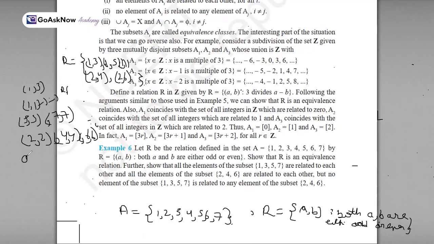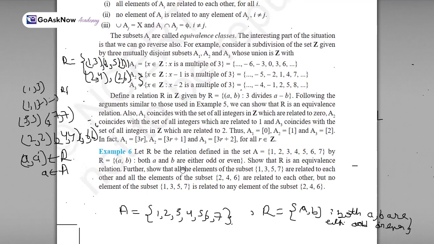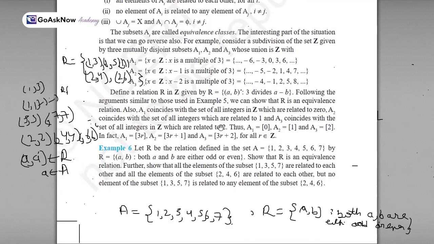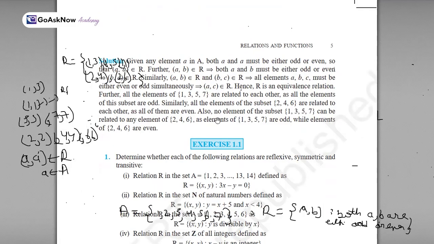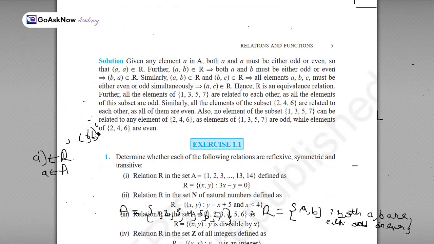So I have all the ordered pairs of type (a, a) belonging to capital R, where a belongs to capital A. This is the definition of a reflexive relation. So you can say that the relation is reflexive. Now I have to show whether it is symmetric and transitive also. I will rub this part, and we'll show whether it is symmetric or not. Also I have to show whether it is transitive or not. I have shown here that it is reflexive.